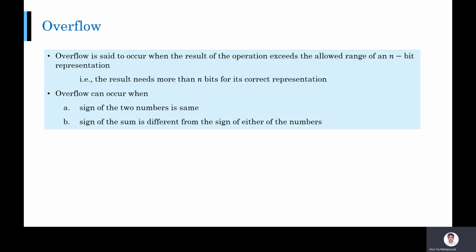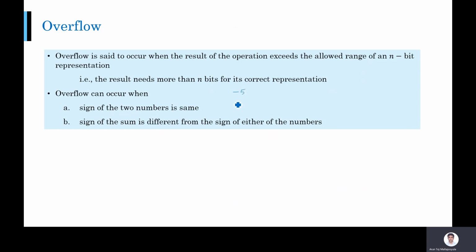Now let us look at the overflow. Overflow is said to occur when the result of an operation exceeds the allowed range. That's what we have said earlier, right? That means the result will need more than n bits for its correct representation. When can overflow occur? It can occur only when the sign of the two numbers is same, right?